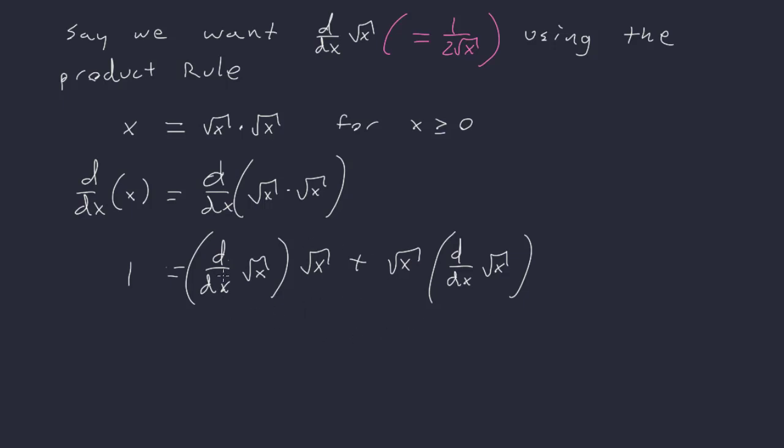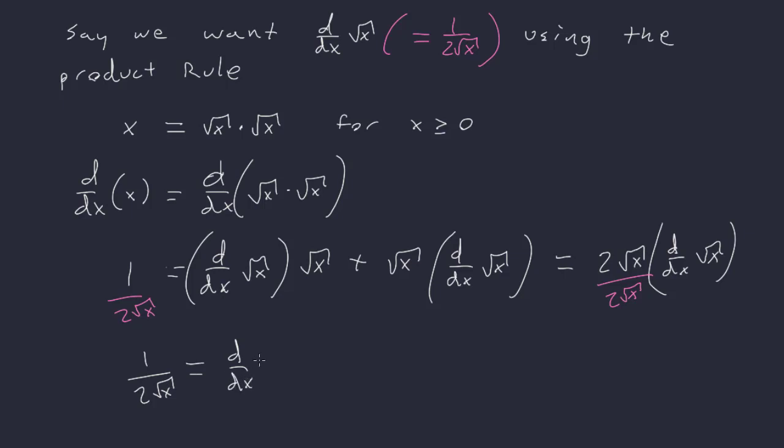So these two terms are pretty much the same thing, just written in a different order. If we combine these like terms, we get 2 square root of x times the derivative with respect to x of the square root of x. Now, if I divide by 2 root x on both sides, we get 1 over 2 square root of x is equal to the derivative with respect to x of the square root of x. And check that out, we already knew that. We did that with the limit before, but now we have verified it with the product rule.